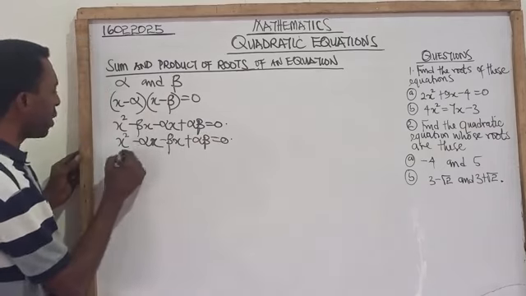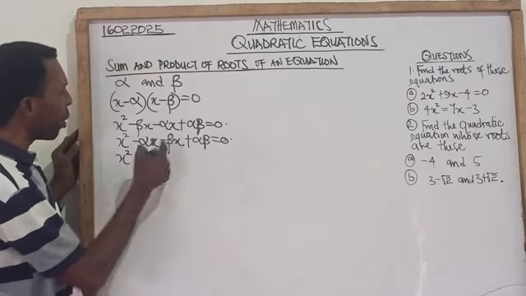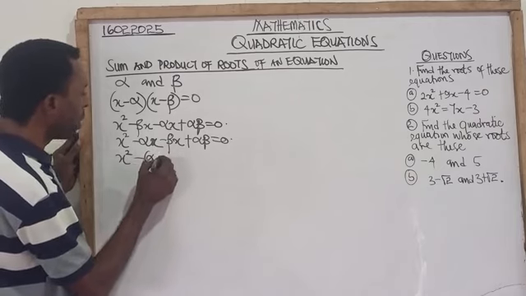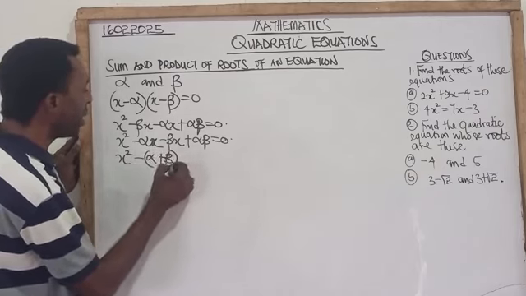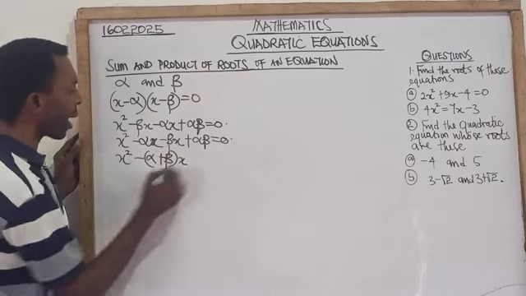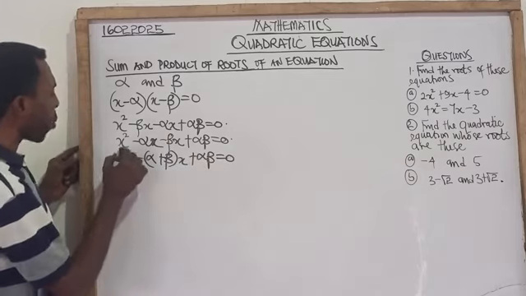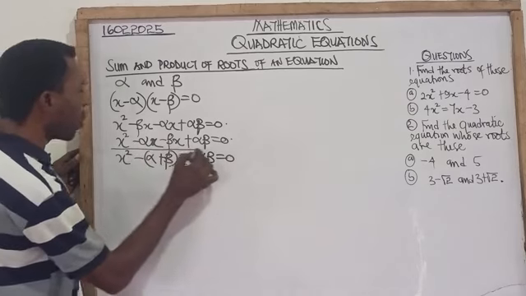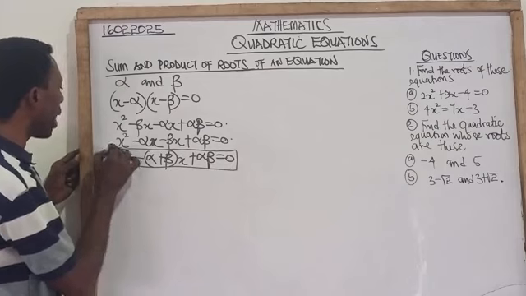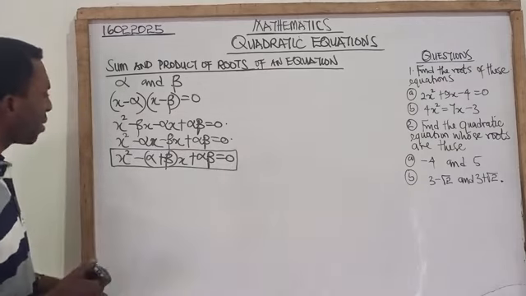Since we are having minus minus, for x squared we bring the minus out. That will be alpha plus beta, then x is common to the two, so bring it to the back, then plus alpha beta equals 0. From what we have been able to deduce, we are going to use this as the equation to get the roots of any given equation at this level.